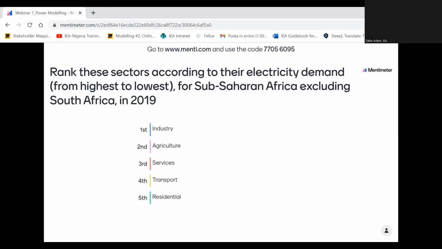Next question. Can we expect the electrification of final use in the future to decrease, remain about the same as today, or increase? So the question here is, do you think the electricity demand will increase in the future? We are talking about final use. Do you think it will decrease, or do you think it will remain more or less the same?